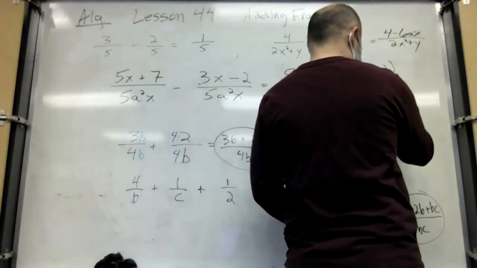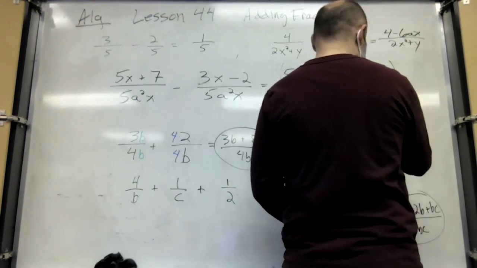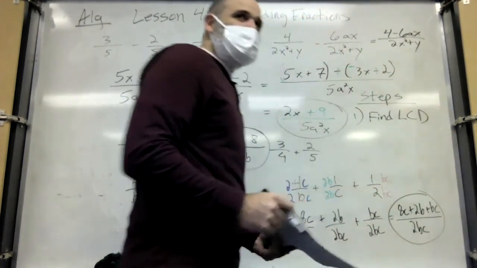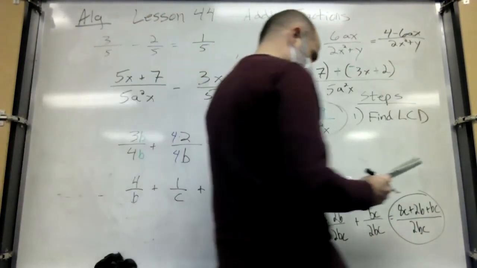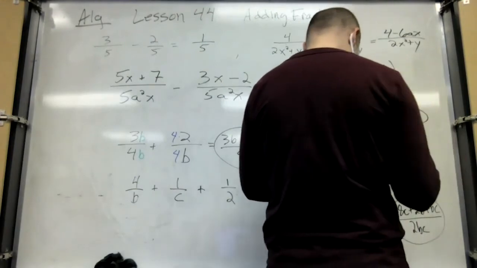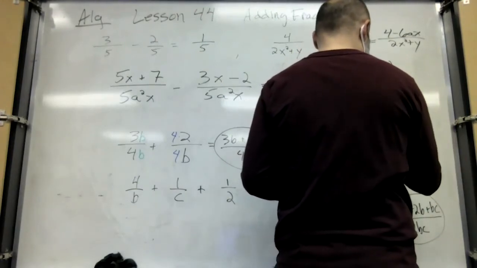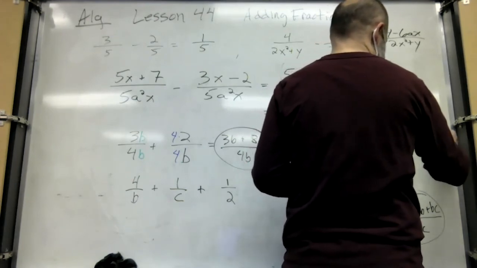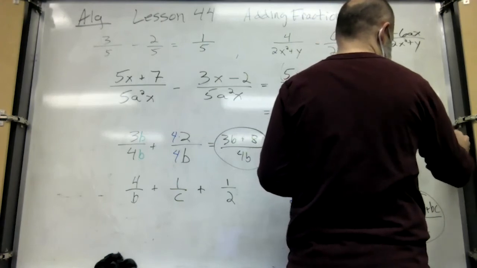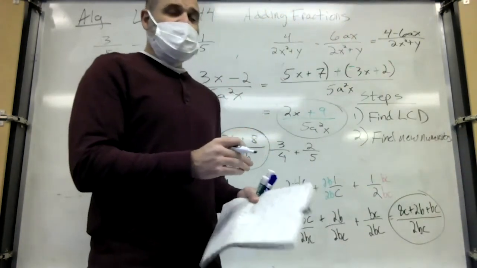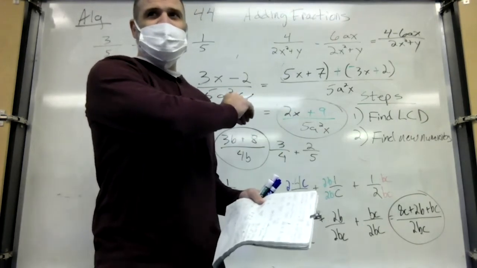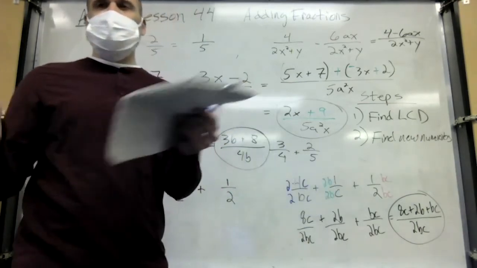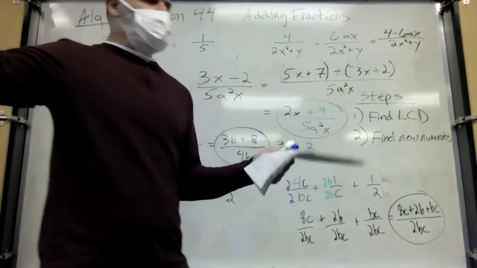Steps to adding or subtracting fractions. First step, find the LCD, right? Least common denominator. It's usually just squishing them together. And then step 2, find new numerators. Sometimes you change the numerator, sometimes you don't. If one of the denominators is the least common denominator, so you know, like when you're adding 3/4 + 5/8, the common denominator is 8, so you don't change the 5/8, right?